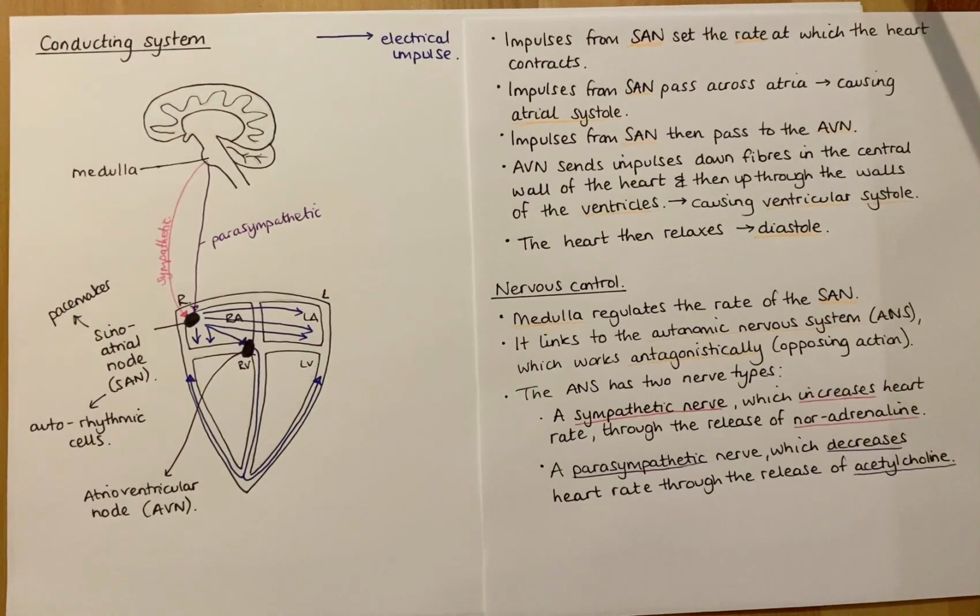Right, so that's been the cardiac conducting system linked to the cardiac cycle. What I'm going to do for the next video is talk about the ECG, which is how to then show this process but in a reading, essentially on a graph.